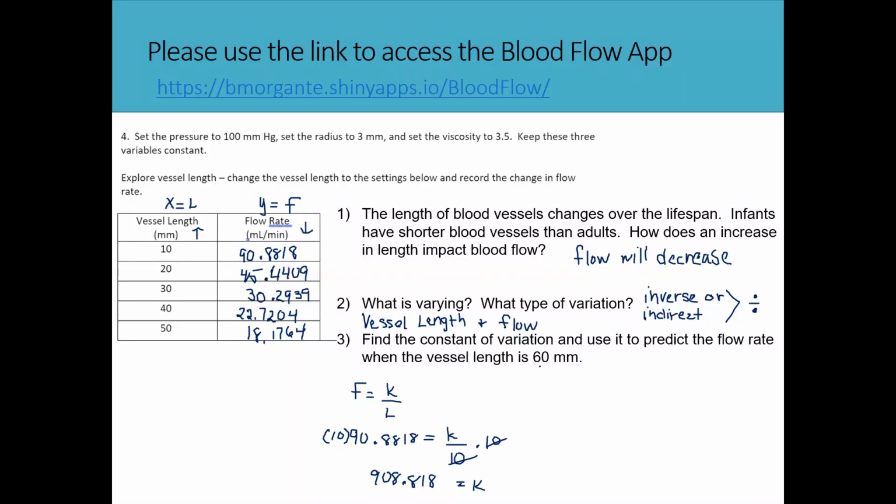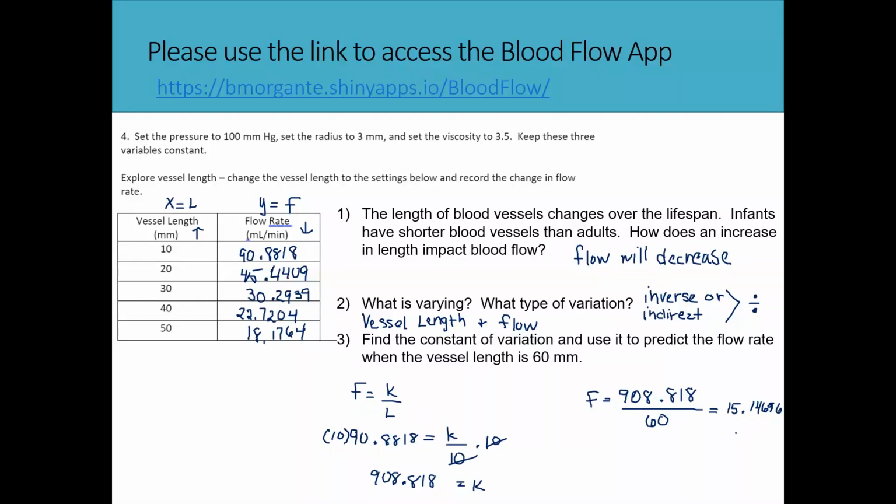And so it asked me to predict for a length of 60. So I'm using my formula. I know that flow is the constant 908.818 divided by 60, which is the length. I put that onto my calculator, and then I get an answer of 15.14696, but you can round somewhere. You don't need to keep all of those decimals.